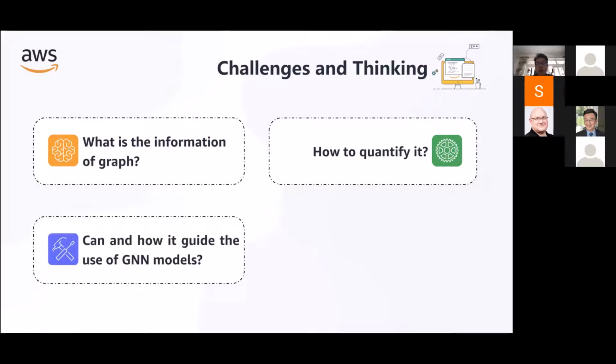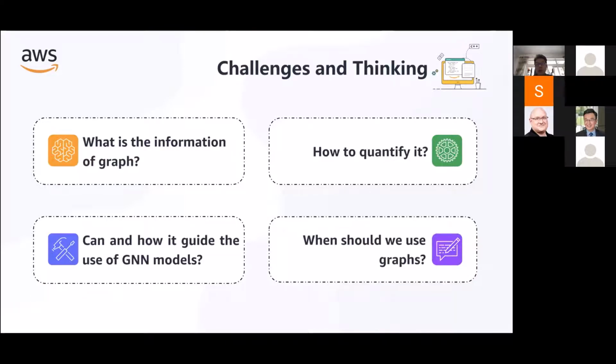And even if we have a way to quantify them, how do we use those quantified metrics to guide our design or use of GNN models? Which one is better, like GCN, or should we use GAT or other state-of-the-art models? I didn't see too many works that actually give this guideline.